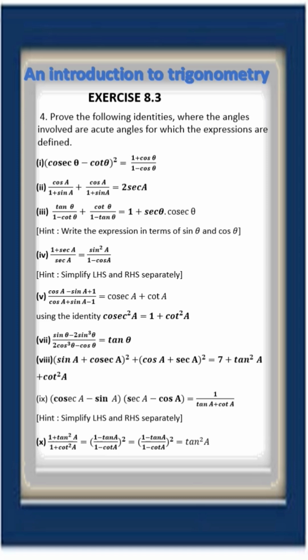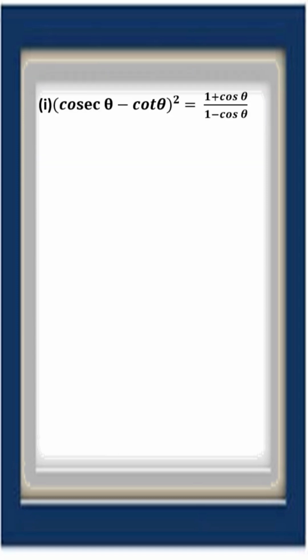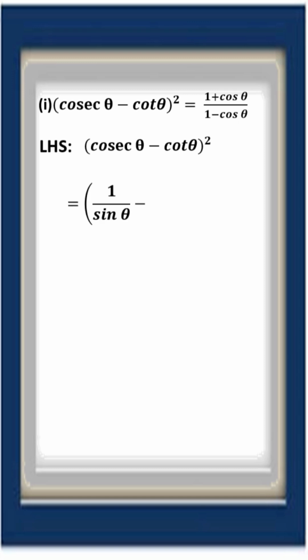Now let us solve the first question. That is, cosecant theta minus cot theta the whole square is equal to 1 plus cos theta over 1 minus cos theta. Now the LHS is cosecant theta minus cot theta the whole square. Let us convert cosecant theta and cot theta in terms of sine and cos ratios. Cosecant theta is 1 over sine theta, cot theta is cos theta by sine theta. So that is equal to 1 over sine theta minus cos theta by sine theta the whole square.